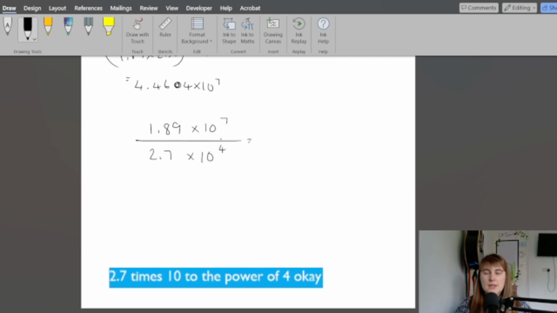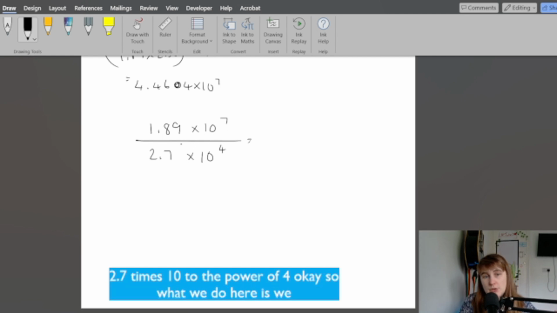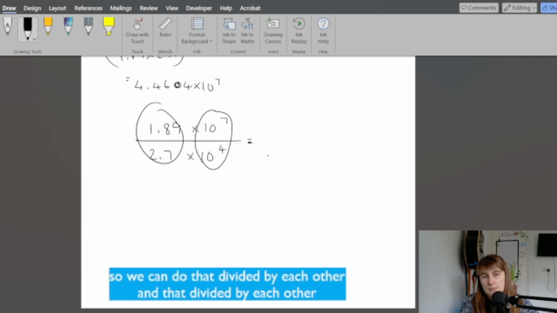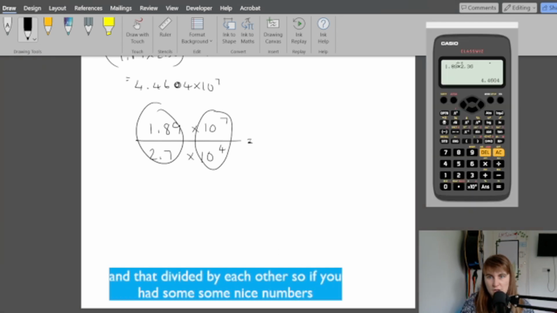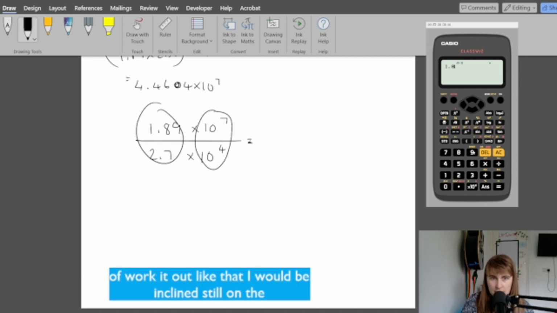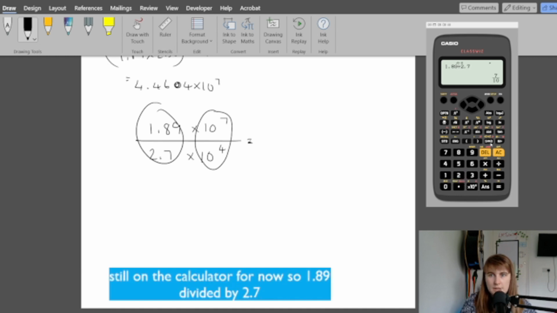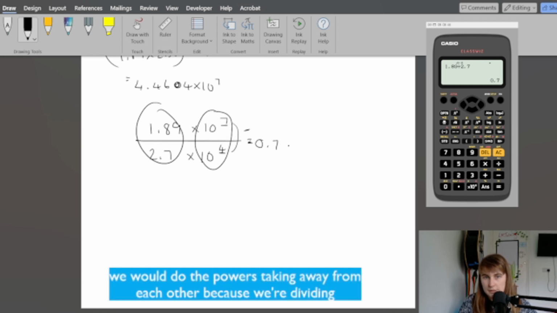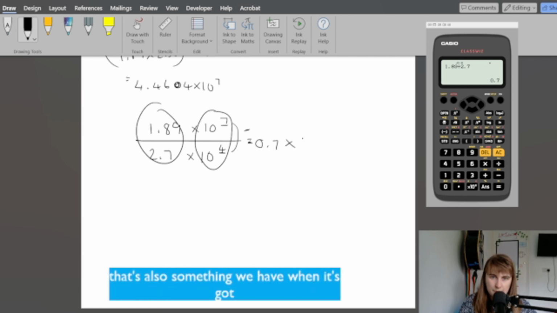Okay. So what we do here is we can actually also separate our numbers and our powers of 10. So we can do that divided by each other and that divided by each other. So if you had some nice numbers, you could kind of work it out like that. I would be inclined, let's do it on the calculator for now. So 1.89 divided by 2.7 is 7 over 10, which is 0.7. And then here we would do the powers taking away from each other because we're dividing.